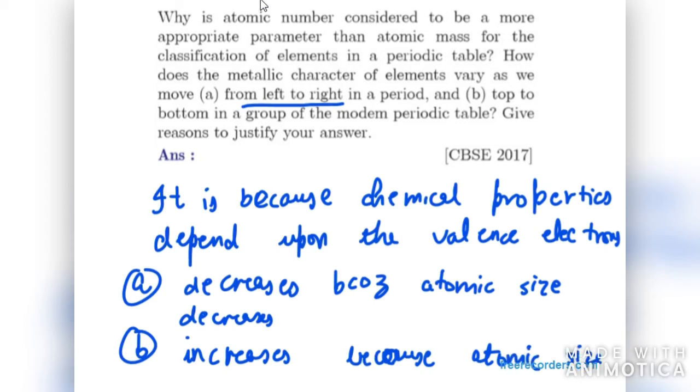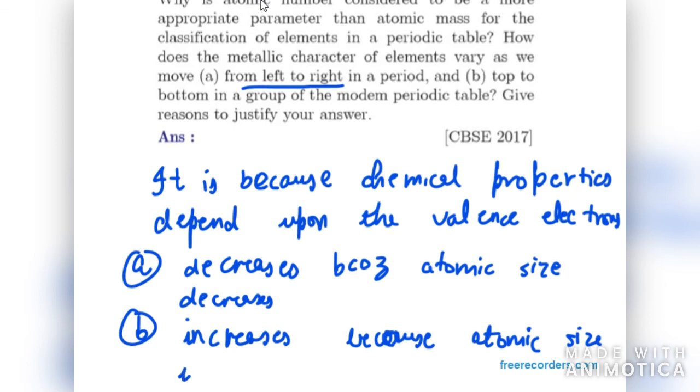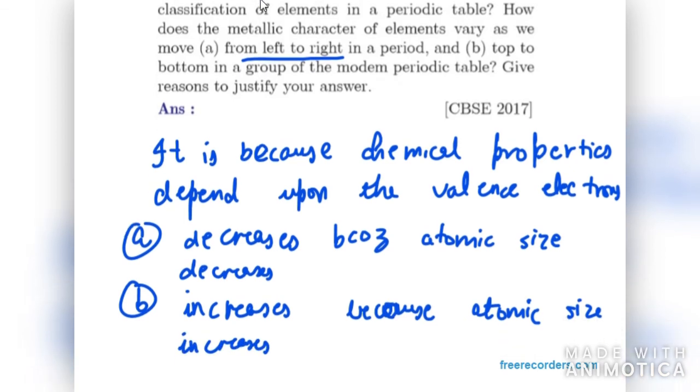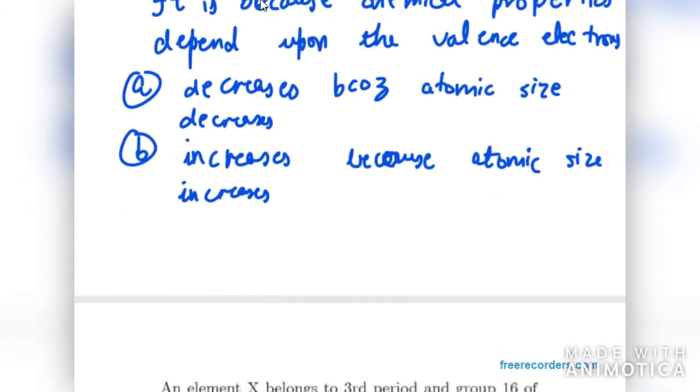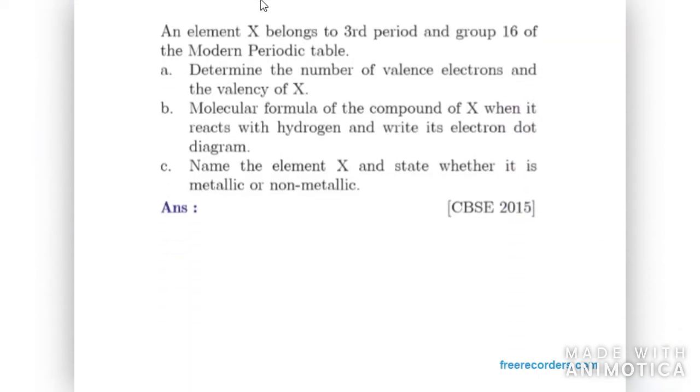Now moving on to next question. It says an element X belongs to third period and group 16 of the modern periodic table. Determine the number of valence electrons and the valency of X. Molecular formula of the compound when X reacts with hydrogen. Write its electron dot structure. Name the element X and state whether it is metallic or non-metallic.